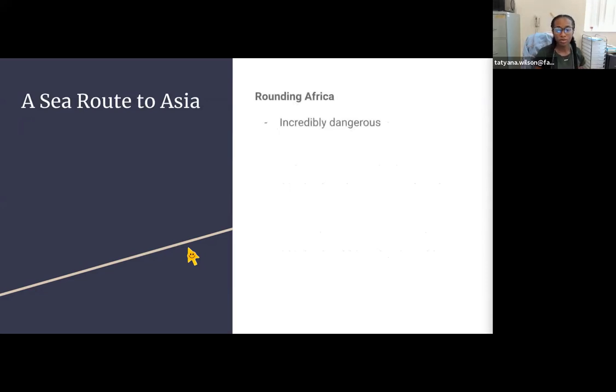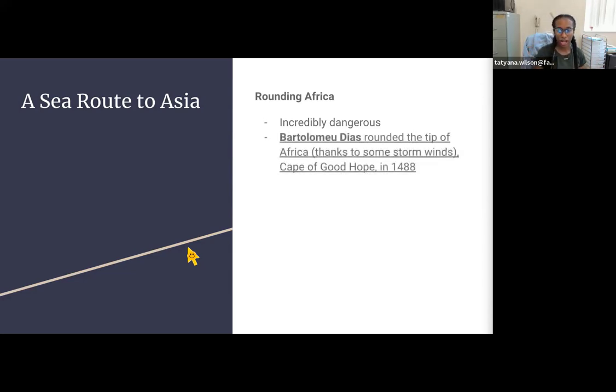So in order to get to Asia, right, spoiler alert, there's no waterway through Europe and Asia to get to like India, right? So we're going to have to go around this giant continent, the largest continent called Africa. This is incredibly dangerous, right? And only a few people were able to successfully do so.